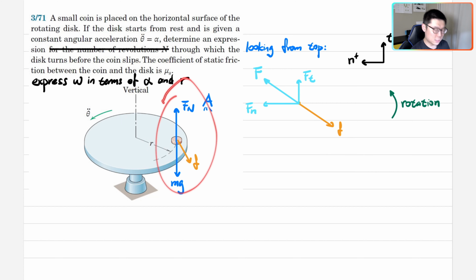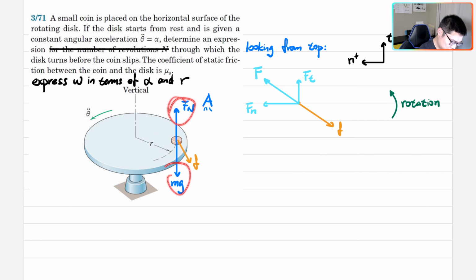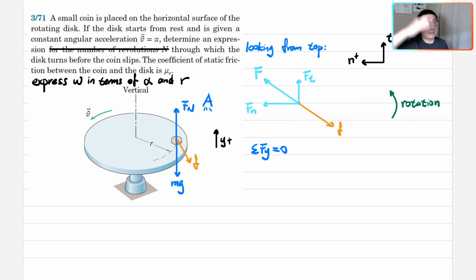Coming back to looking at these two forces, we'll simply define going up as y positive. We need the normal force for the friction. So the sum of Fy equals 0. The coin is not moving up and down. It stays on the plane. So the sum of Fy is 0, and we have Fn equals mg.